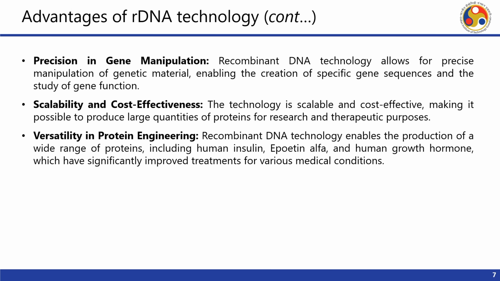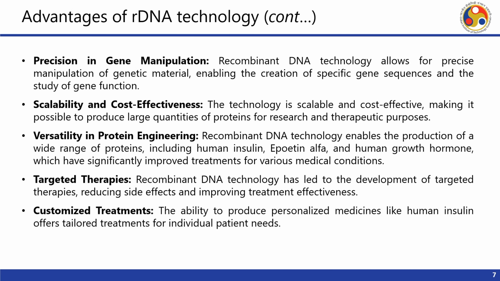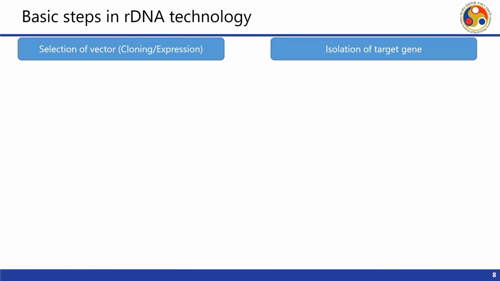It offers versatility in protein engineering. rDNA technology enables the production of a wide range of proteins, including human insulin, epoetin alpha, and human growth hormone, which have significantly improved treatments for various medical conditions. It helps us in achieving targeted therapies. It has led to the development of targeted therapies, reducing side effects and improving treatment effectiveness, which I have also discussed earlier. Then we are able to offer customized treatments.